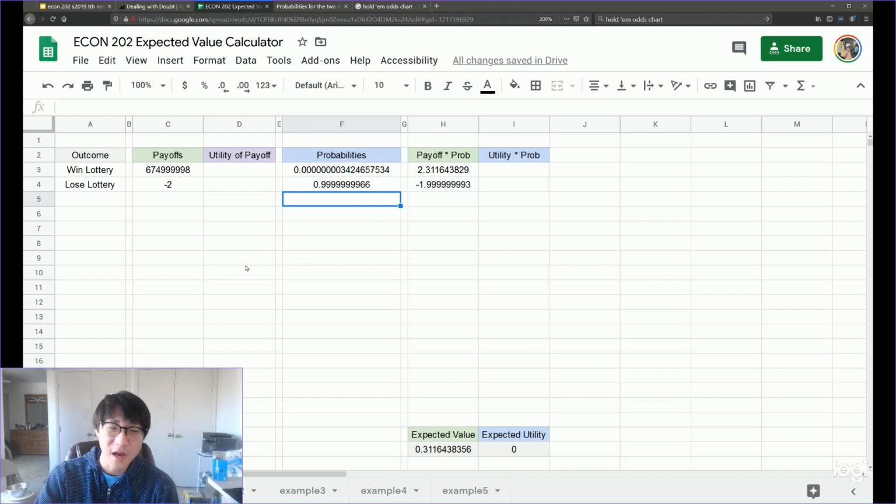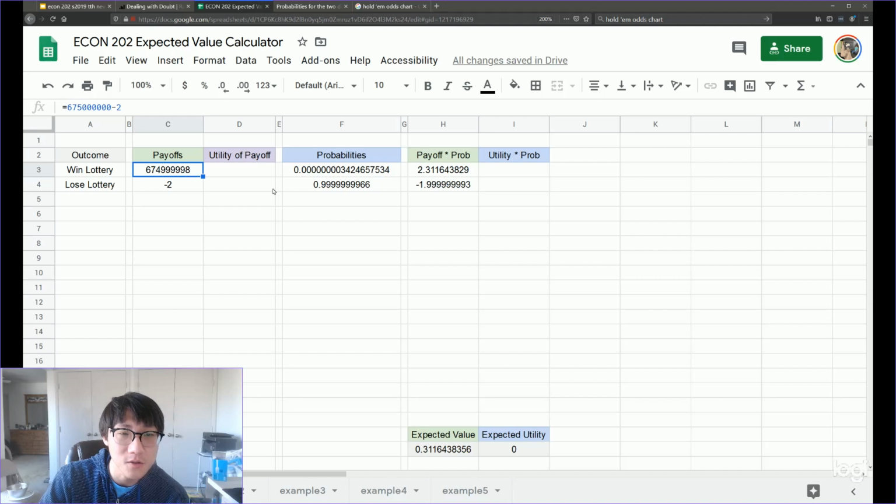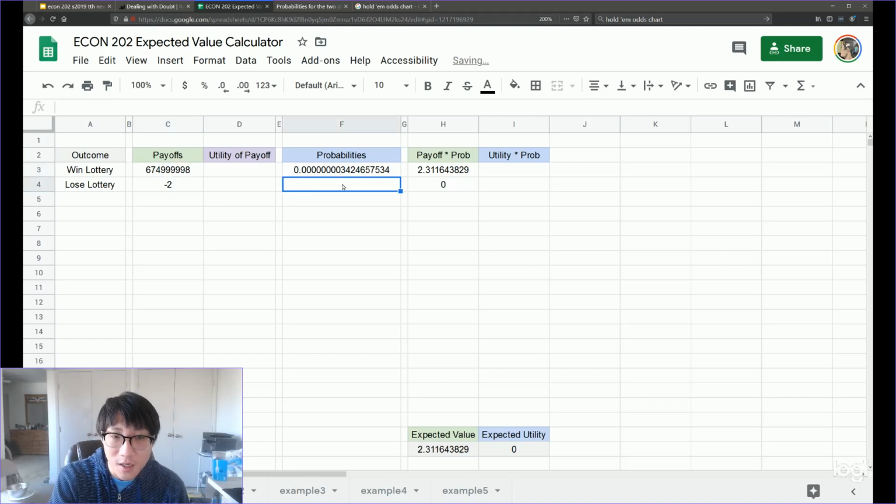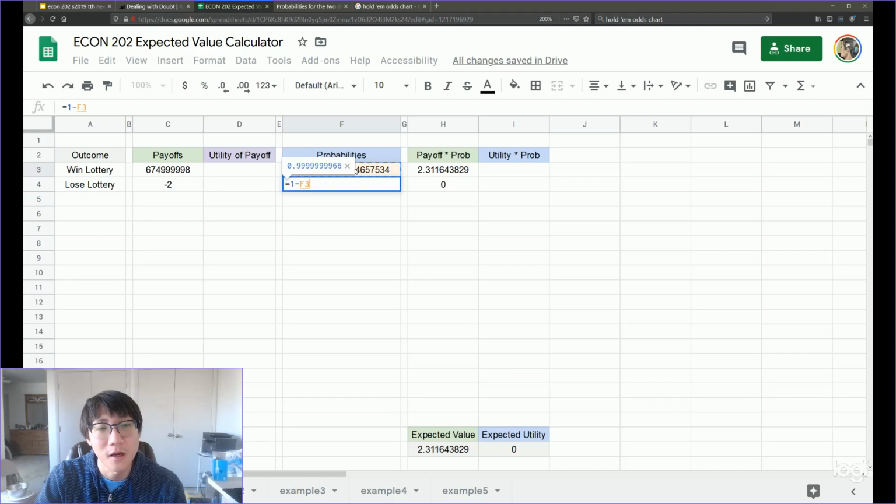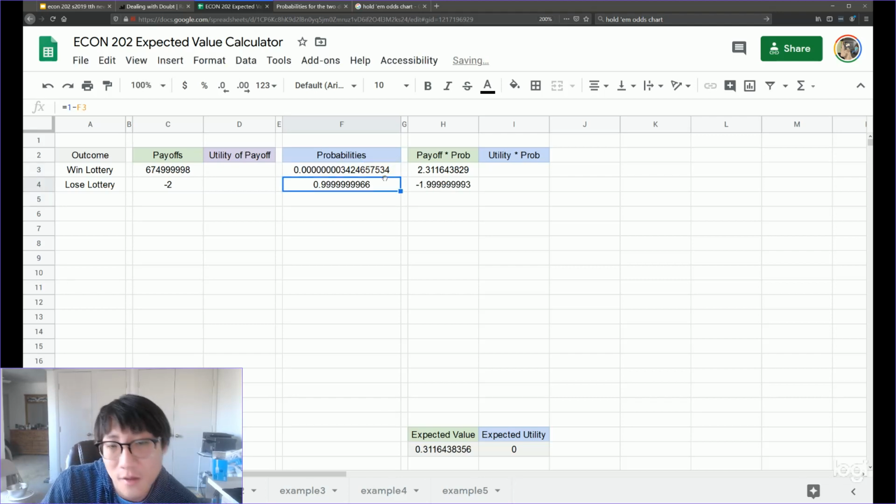By the way, I'm assuming that you have a little bit of experience with how to use these spreadsheets. Remember that if you're putting something into a cell and you want it to refer to another cell, I would type in equals, and then 1 minus, and then I would simply click on the cell that I want to reference. So in this case, I want to do 1 minus the contents of this cell, F3. So I press enter, and there I get my result.